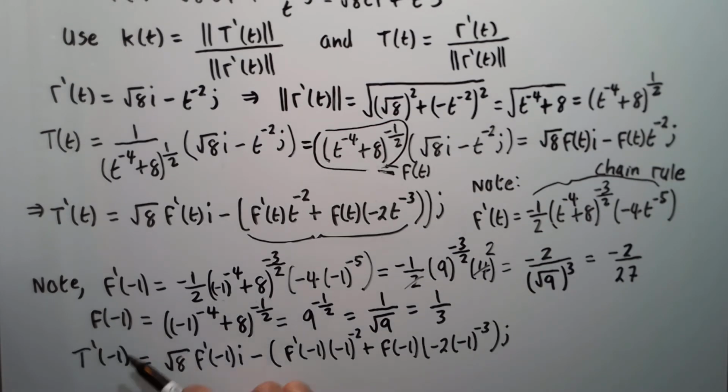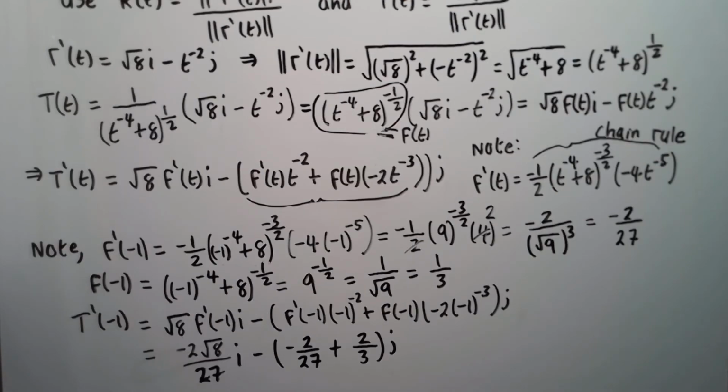Evaluating at minus 1, putting minus 1 in place of t everywhere, we get this. And then we know what f prime of negative 1 is, we know what f of negative 1 is, so I can replace these now. So we get this, making the substitutions, and then combining these, you can multiply top and bottom by 9, so it's 18 over 27 minus 2 over 27, so it's going to end up being negative 16 over 27. So let me write here. Okay, so we get this then.